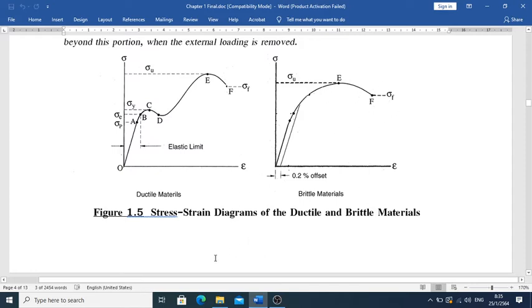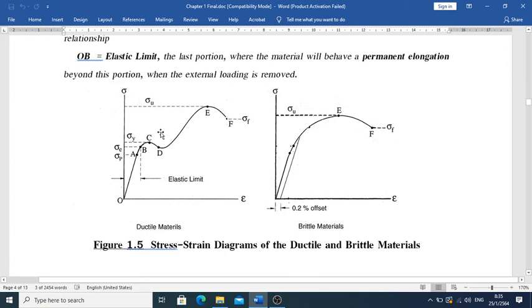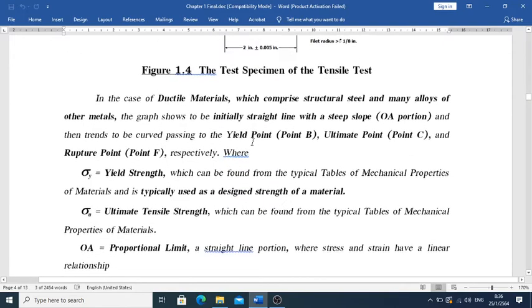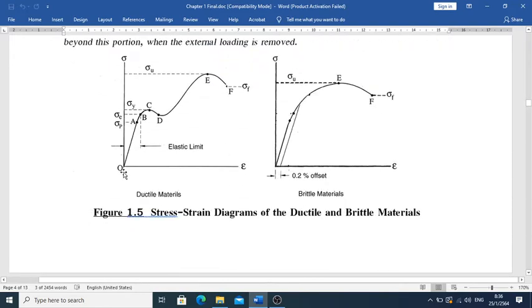Okay. So let's go for the experimentation first on the left hand side. We're going to put it on the UTM testing machine. Okay, we just do the experiment first. So we start from the zero point here. Okay, we have a sigma, sigma is equal to F over A there, and epsilon is equal to delta over L.